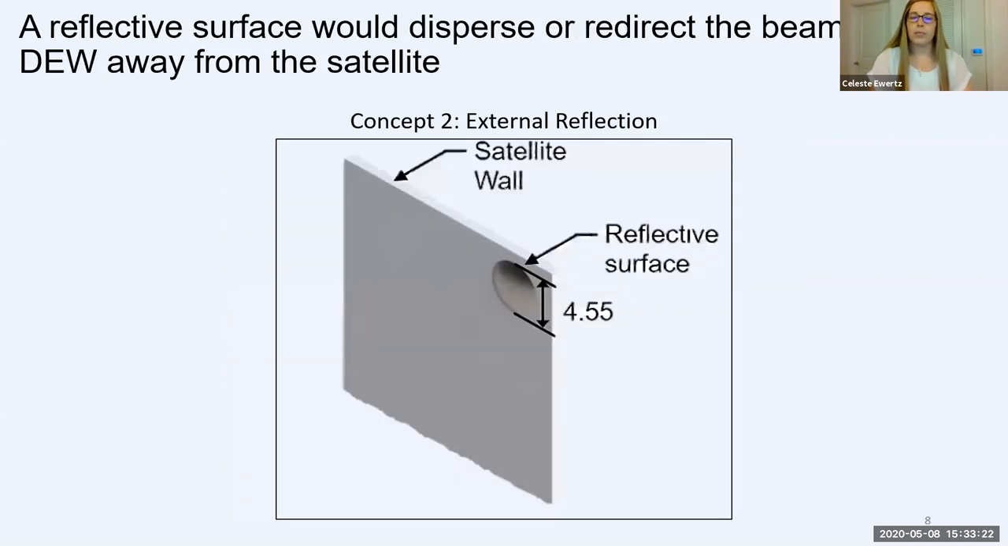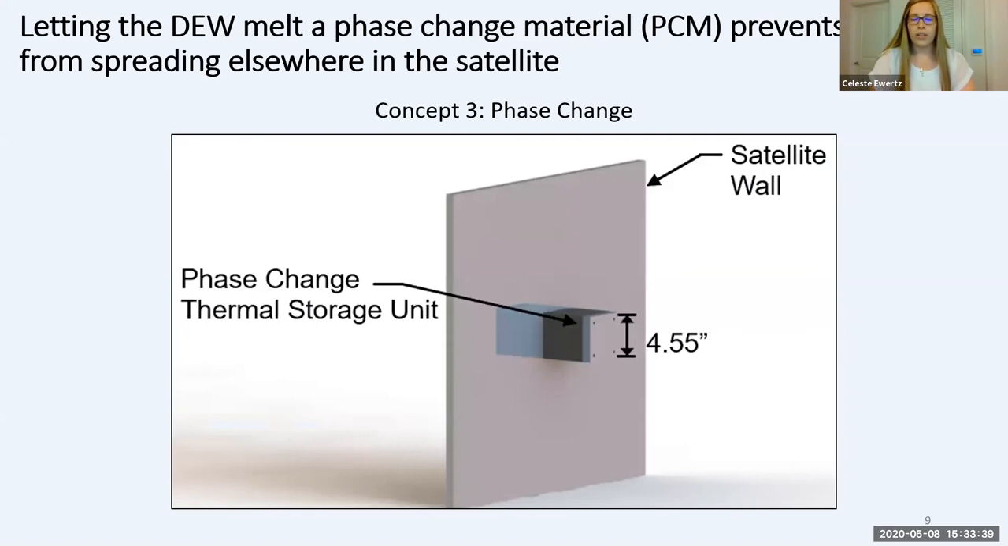Our second design concept was one that utilized a reflective surface that once the system sensed the attack, it would move that reflective surface to the location of the attack and it would disperse or redirect the beam from a directed energy weapon away from the satellite. Our third design concept utilizes a phase change material, or PCM, which is a substance that is able to absorb a lot of thermal energy while it is undergoing a phase change. And so this system would also sense the attack and then move that unit to the location of the attack where it would stay for the duration of the attack, absorb that energy, and then once the threat has passed, it would move the unit away from the attack and disperse the energy elsewhere.